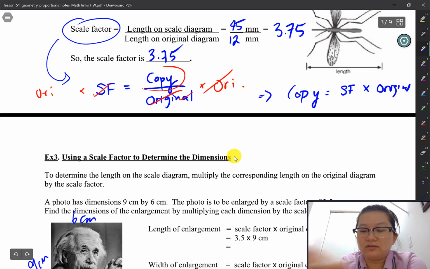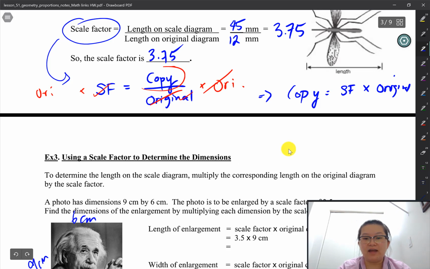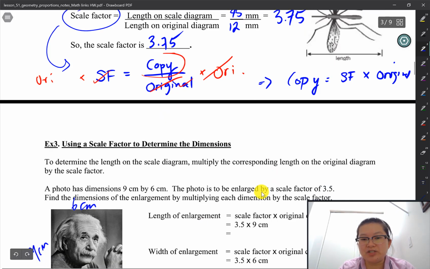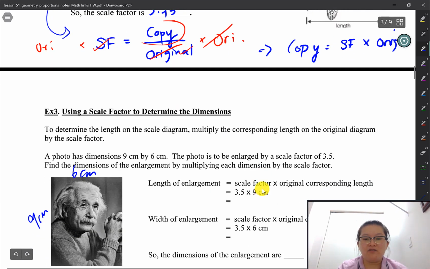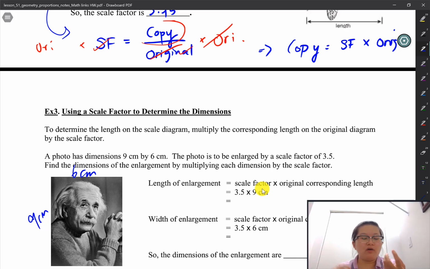Okay, so based off the equation, that's where it comes from. Intuitively, you can think of it this way. If you have the original size and the scale factor, to blow it up, you have to multiply the original by the scale factor to see what you get as a result.